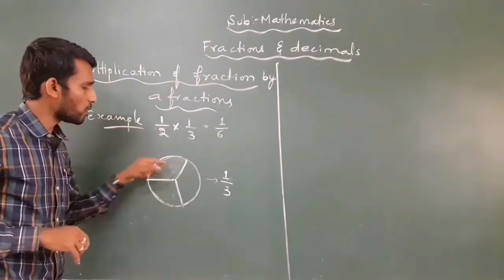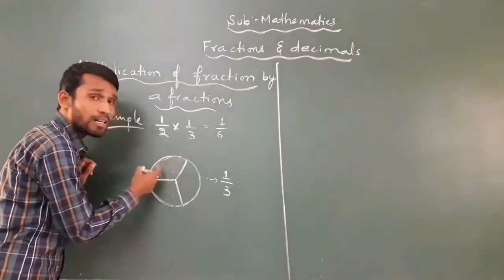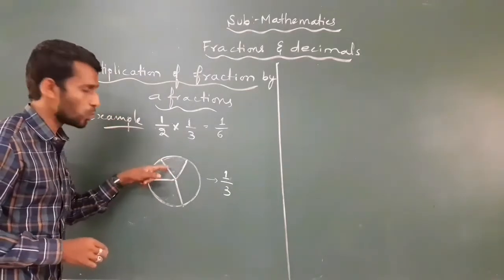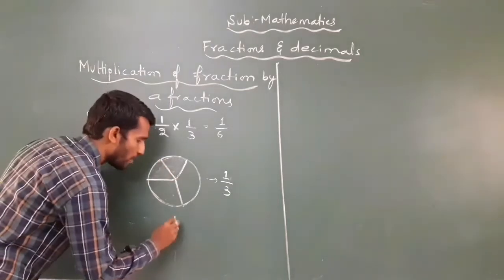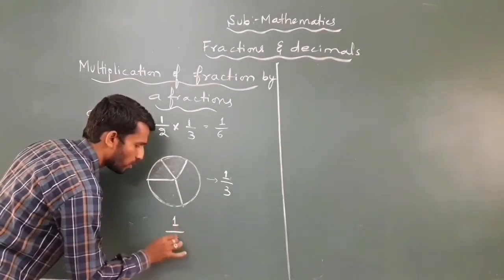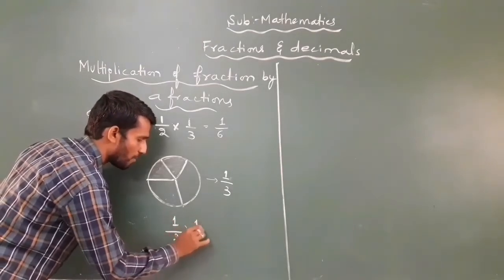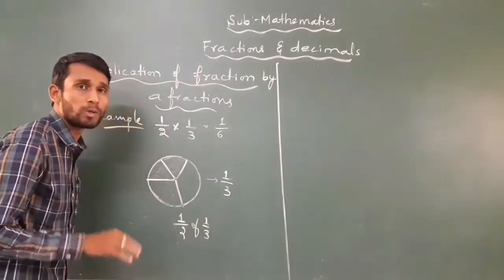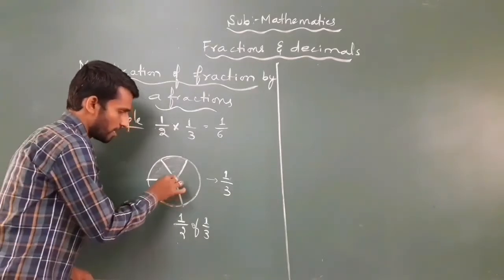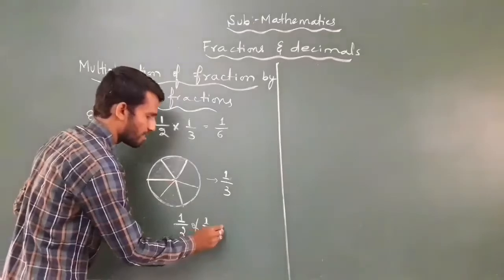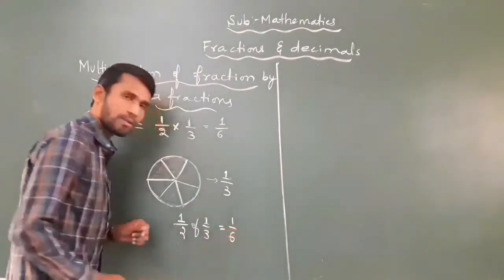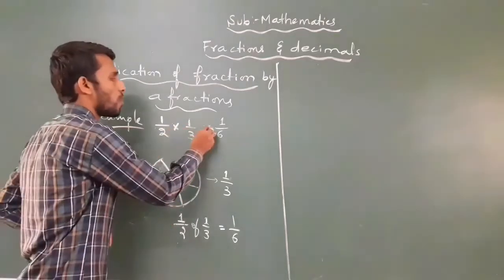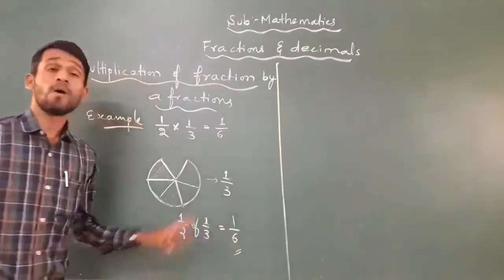To represent 1 by 2, we have to divide this part into 2 parts. When we divide this part into 2 parts, we can say that 1 by 2 into 1 by 3, if you divide these into 2 parts, you get the answer 1 by 6. Okay, when we multiply 1 by 2 into 1 by 3, it is equal to 1 by 6.